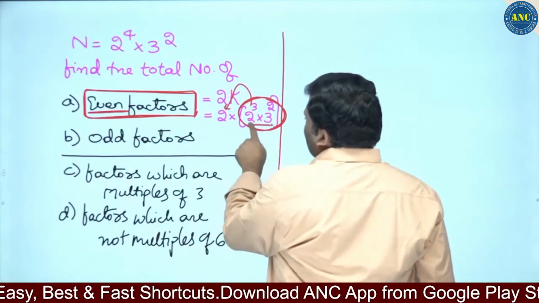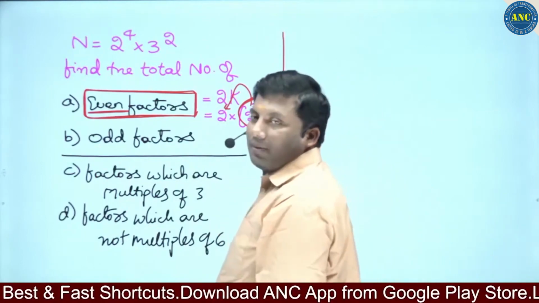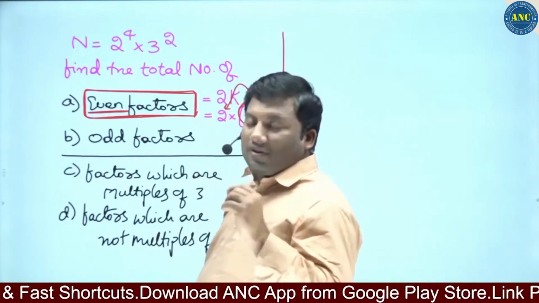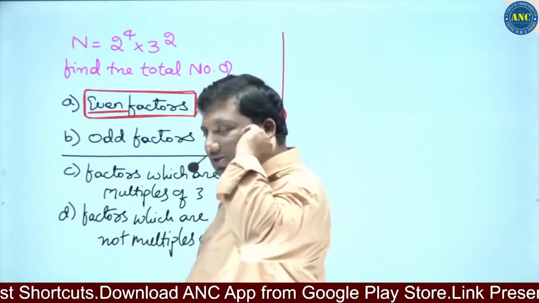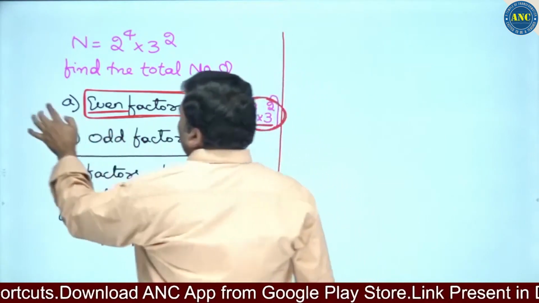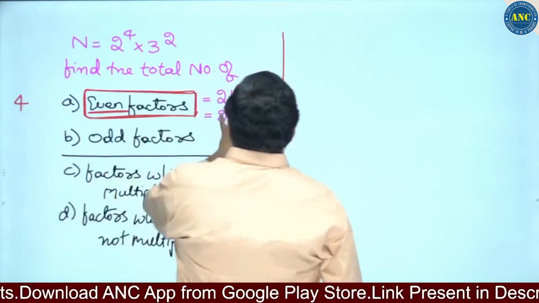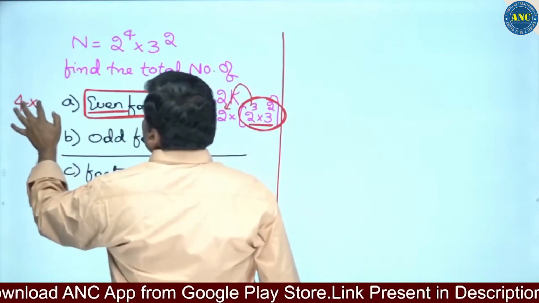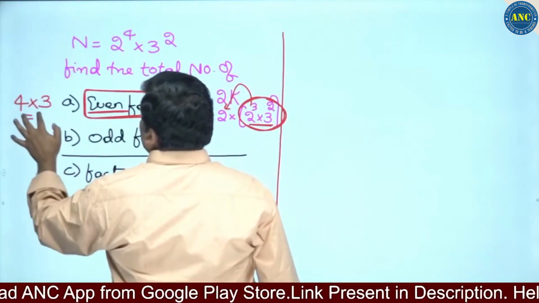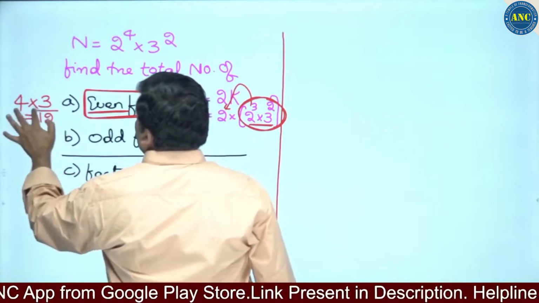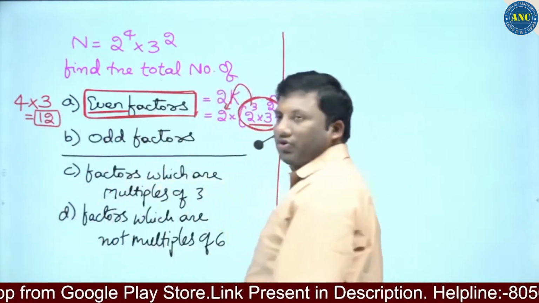How many factors are there for this number? From 0 to 3. Why should we start with 0? Because 1 is the lowest factor for any number. 0 to 3, 4 cases. 0 to 2, 3 cases. 4 3s are 12.